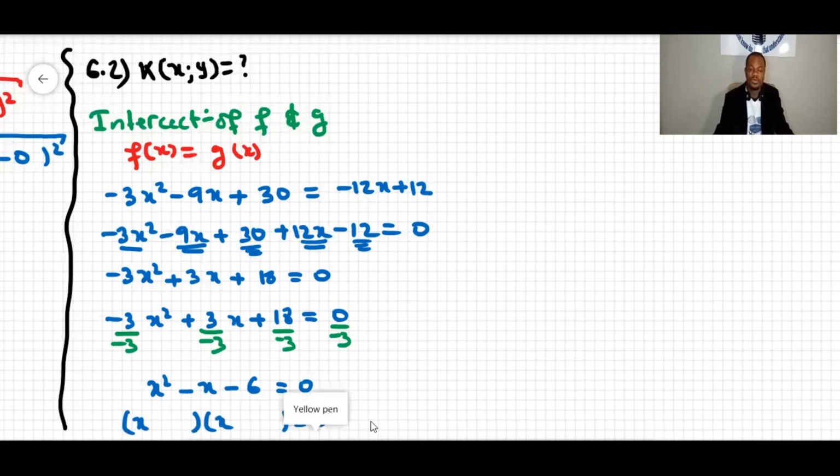Now, what I need to do, I will consider my last term, which is negative 6. I'm going to write here negative 6. Now, let's first list all the factors of negative 6. They are in ascending order preferably. They are 1 and 6, 2 and 3.